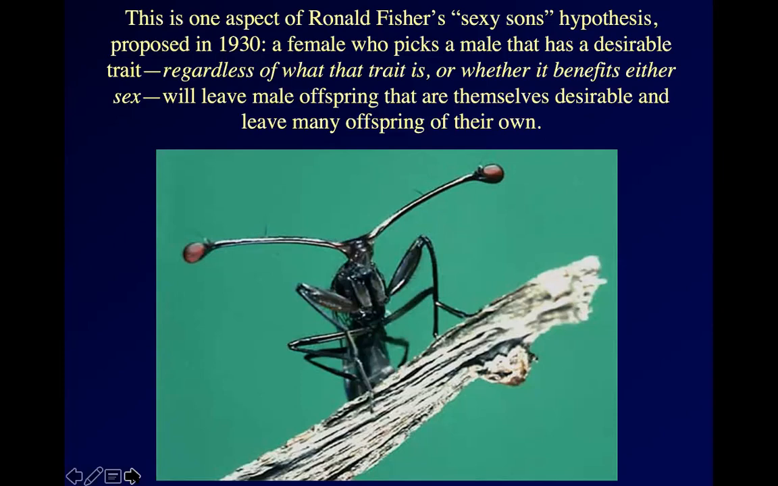And what has happened there is that because the trait and the preference are linked, a female that picks a long-stalked male will leave long-stalked male offspring and will also leave females that like long-stalked males as mates. And so anything that tips the balance between long and short-stalked flies will set off this runaway process where anything that makes one more common will make the other more common, until we end up with extreme phenotypes like this. So that's an aspect of Ronald Fisher's 1930s sexy sons hypothesis.